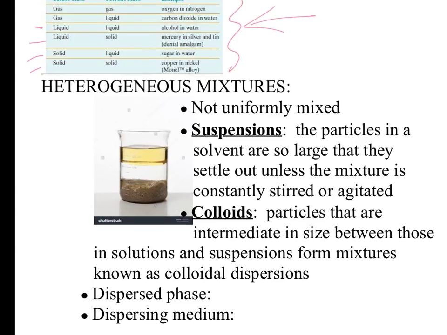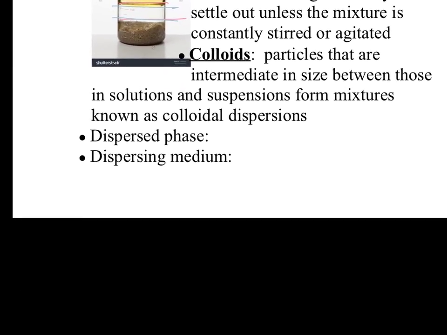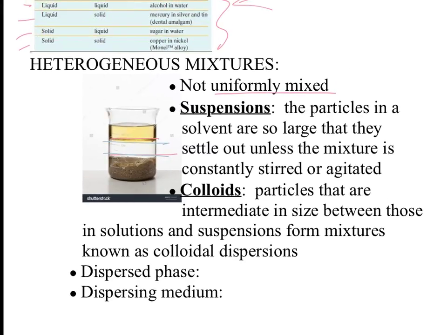Heterogeneous mixtures, then, are those that are not uniformly mixed. If they're not uniformly mixed, they will form layers that you see here, or layers that you'll see there, or it'll be like a colloid where the particles will stay in suspension for a longer period of time, but they're not evenly dispersed and in time will settle out. So how to determine whether something is a suspension or a colloid is one of our things that we need to try to figure out.